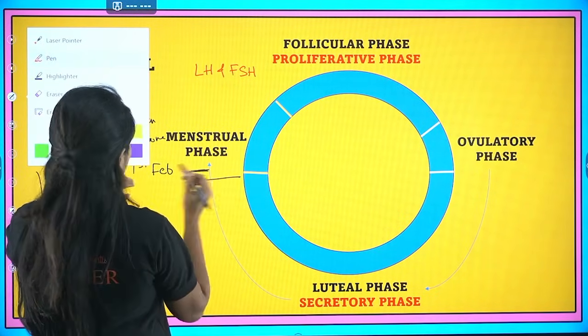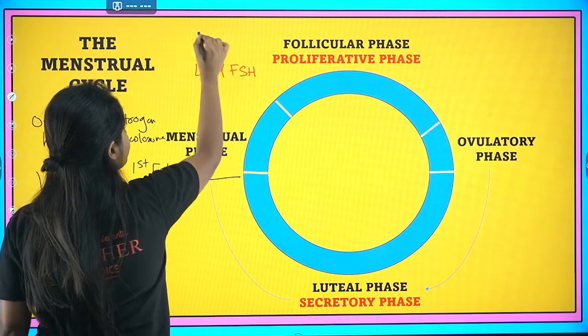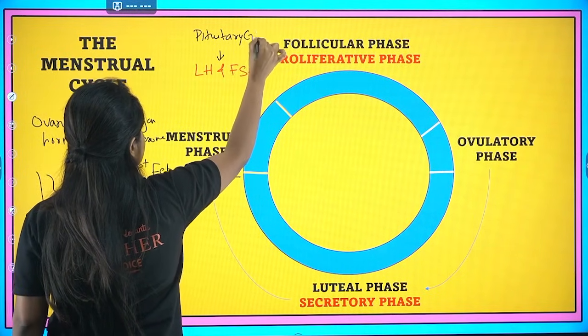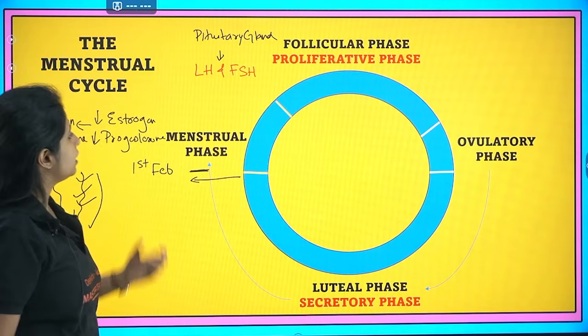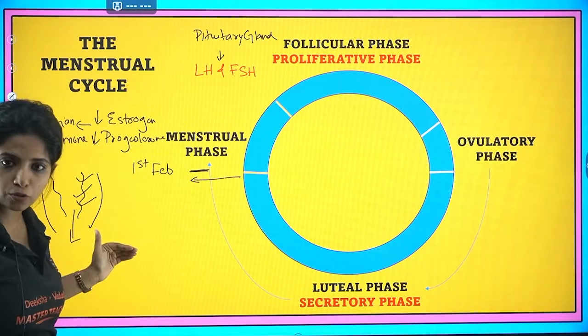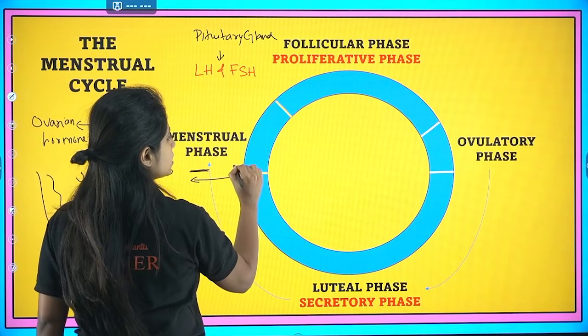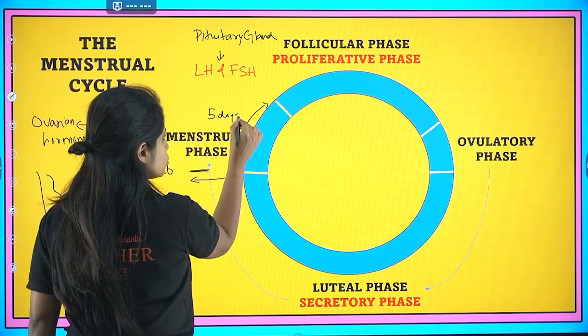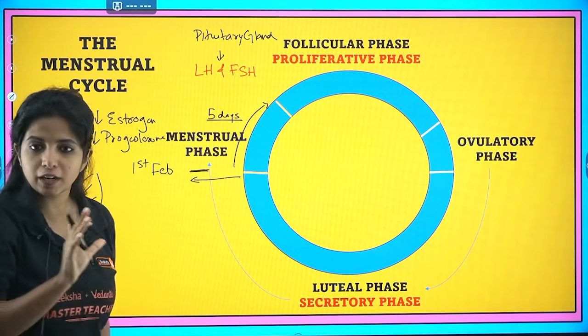Yes, they are there in the case of females also. And they are pituitary hormones. They are released by the pituitary gland. We studied about it, right? So basically, whenever the level of estrogen and progesterone goes down, that's when the endometrial layer is going to shut down, and it takes up to 5 days for the whole endometrium to shut down.